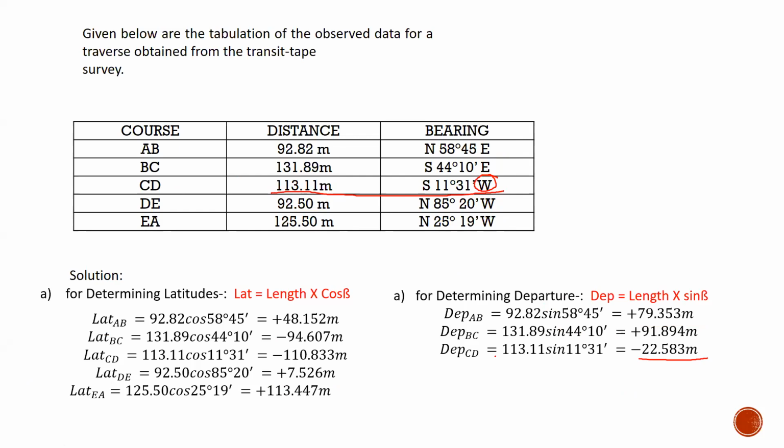Negative 22.583 meters. Next, for the departure of DE, it is equal to 92.50 meters times sine 85 degrees and 20 minutes. We have negative 92.193 meters. For the departure of the line EA, that is 125.50 meters times sine 25 degrees and 19 minutes.